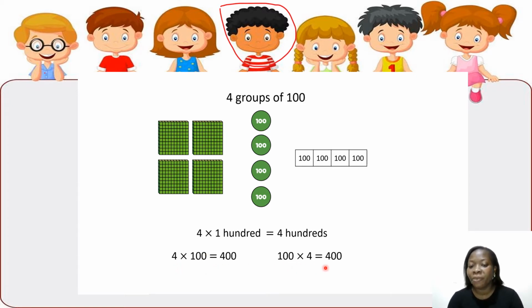100 multiply 4 is also 400. Remember, changing the order of the numbers does not affect the answer. As long as it's the same numbers you are multiplying, the answer, the product, remains the same. 4 times 100 is the same thing as 100 times 4. I hope you understood that.